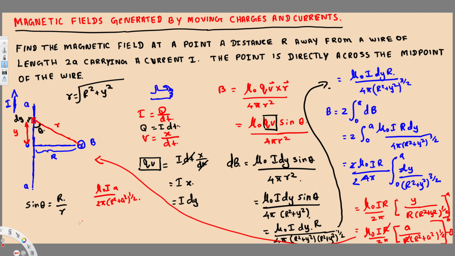Right? And what happens if r is too small? I mean, if a is big, let's say the a value is big and the r value is small, this is going to become mu naught I over 2 pi times a over the square root of a square. So this is just going to be mu naught I over 2 pi times a over r a, which is the same as mu naught I over 2 pi r, right? And that's how we do this kind of problem.